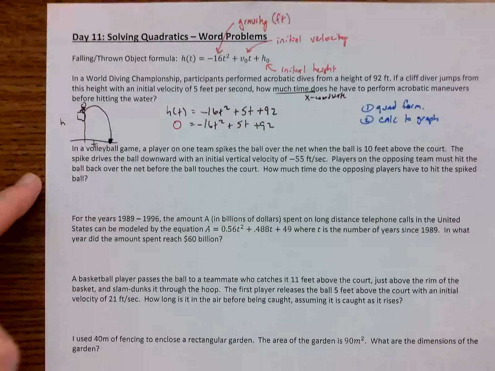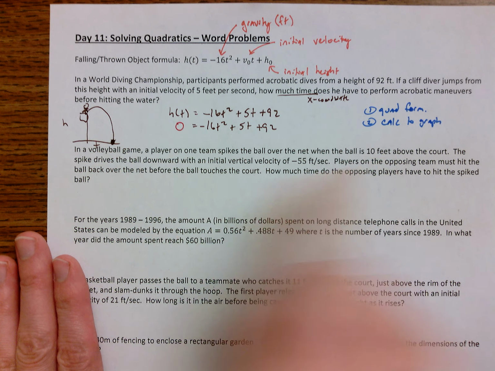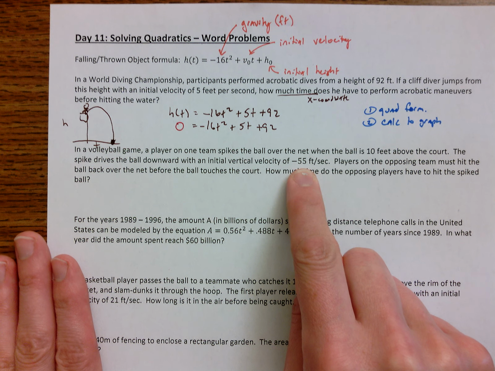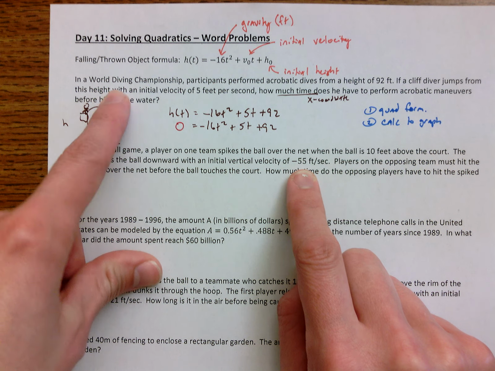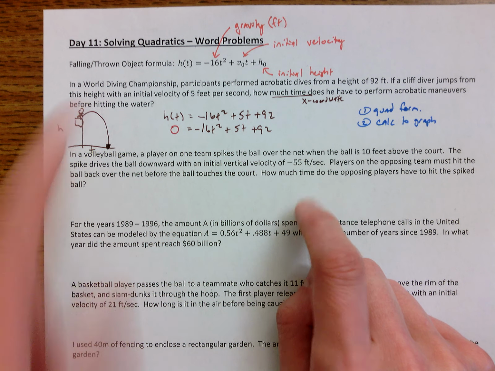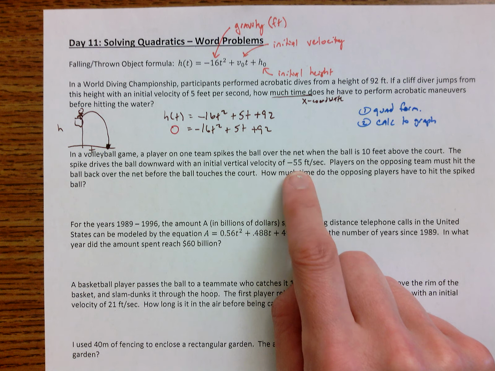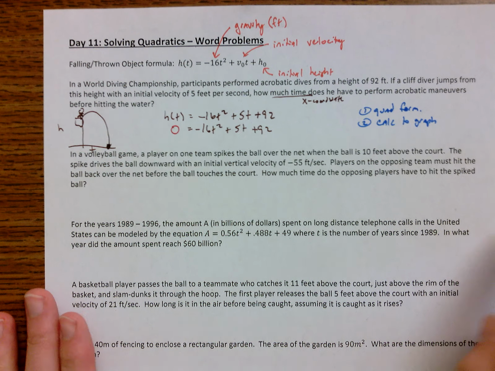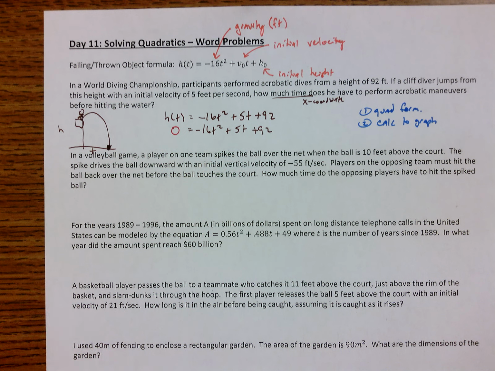We get a volleyball game. Player spikes the ball over the net when the ball is 10 feet above the court. The ball goes downward at an initial velocity of negative 55 feet per second. So again, that's the difference between hitting the ball up in the air versus this. It specifically says they're spiking the ball, which means hitting it straight down. So that's why it's a negative velocity. Okay, so we want to hit the ball back before it touches the court. How long do they have to hit the ball?